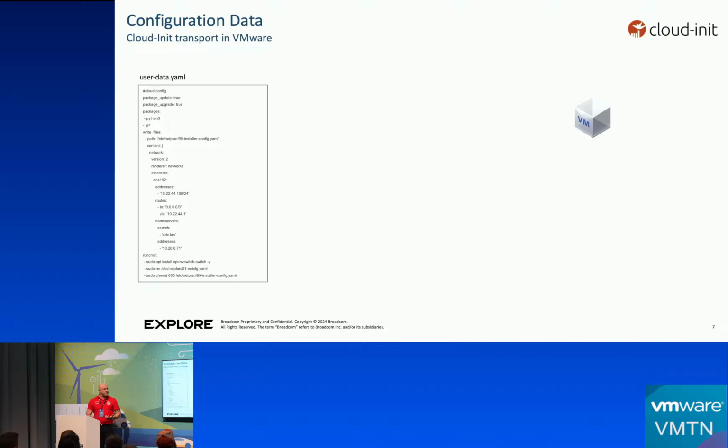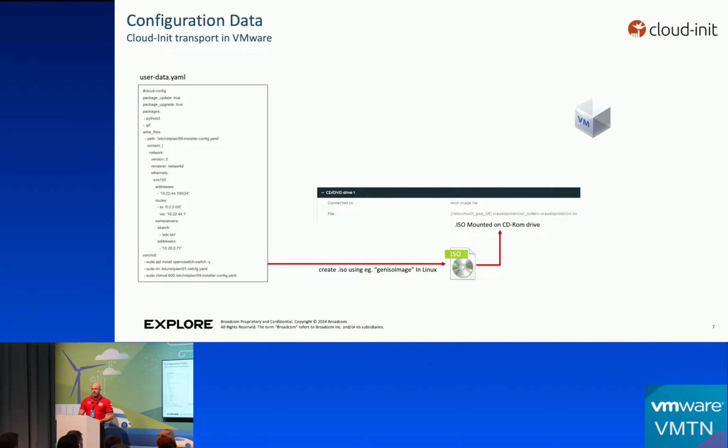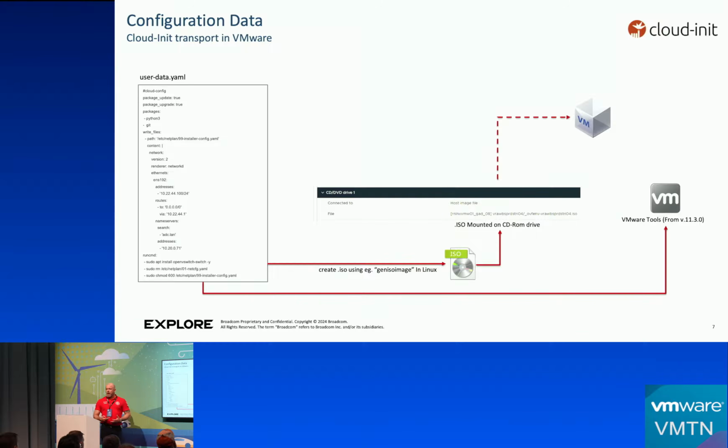So how do we get this user data and metadata into the virtual machine? We can choose to create an ISO file using the genisoimage function in Linux, attach it to a virtual machine that will then be read by the virtual machine when it boots. But creating an ISO image for each virtual machine is a manual and quite time-consuming task. So instead, we can populate the data through VMware Tools using the guestinfo interface that is available to the operating system when it boots.